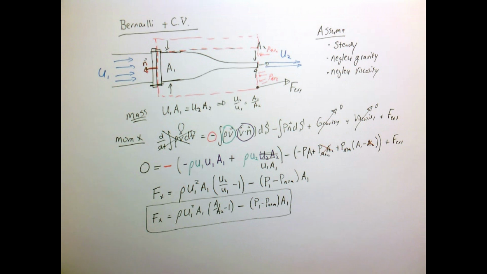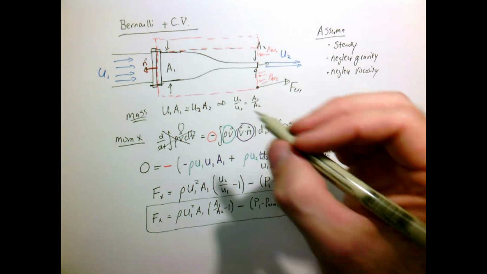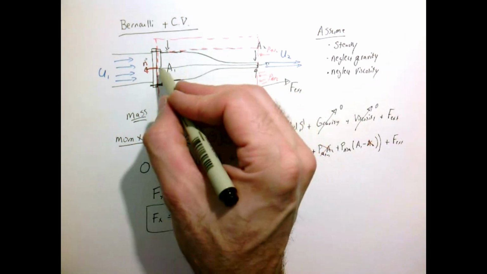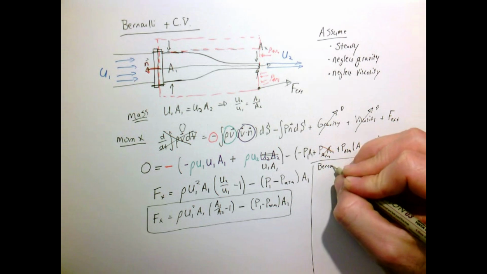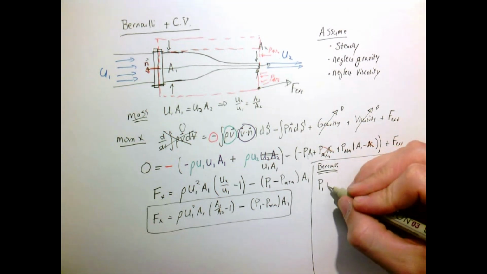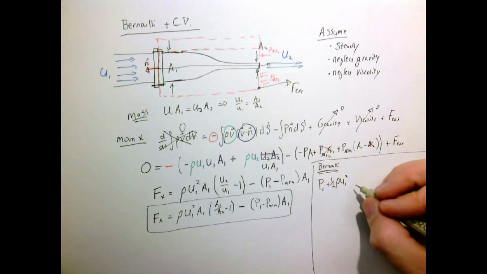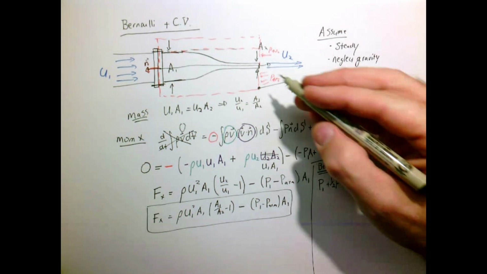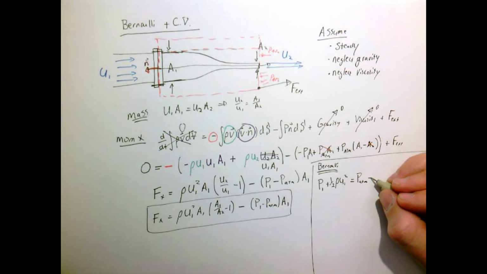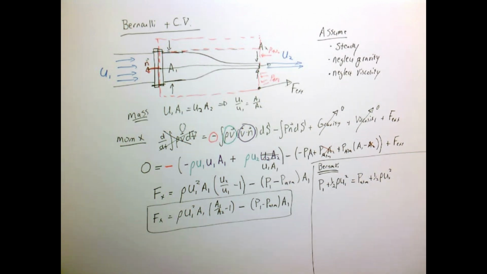So we can make a little bit of progress here if we actually apply Bernoulli's equation. So let's apply Bernoulli's equation along the streamline running from 1 to 2 right down the middle. So we'll do that over here. So that's going to tell us that the pressure at 1 plus 1/2 rho U1 squared equals the pressure at 2, which is P atmosphere, plus 1/2 rho U2 squared.